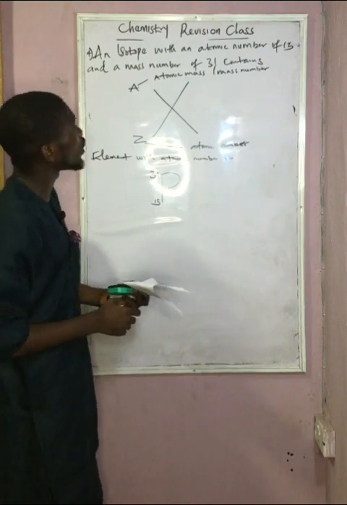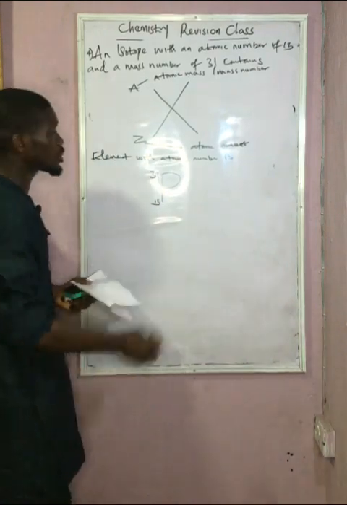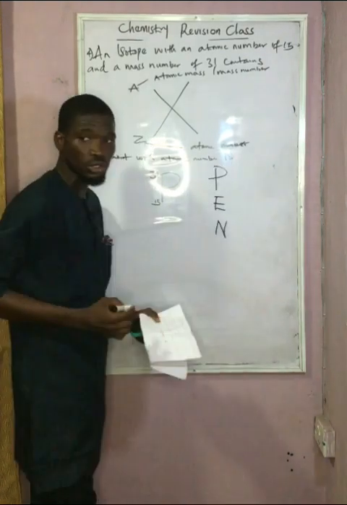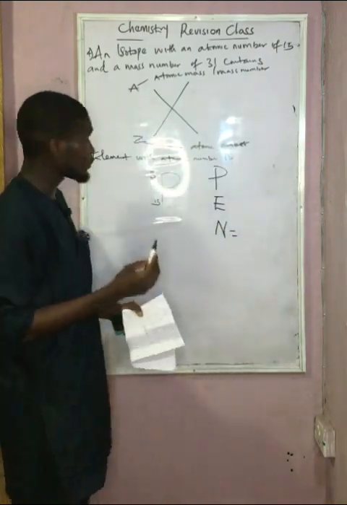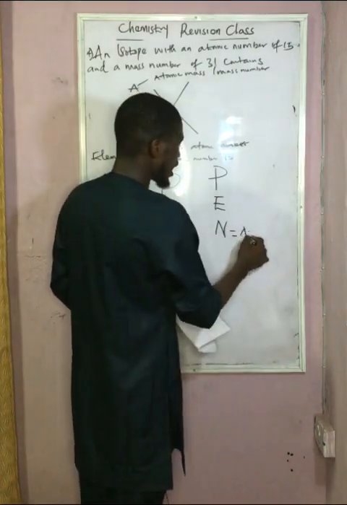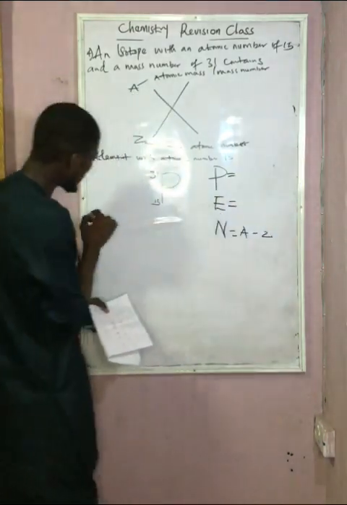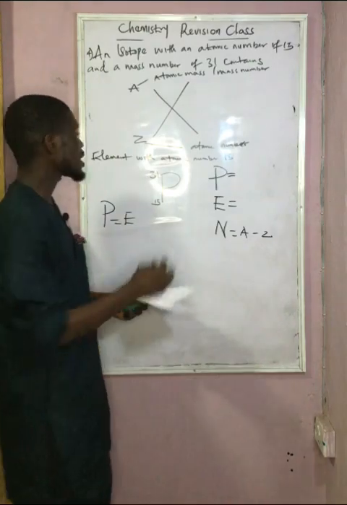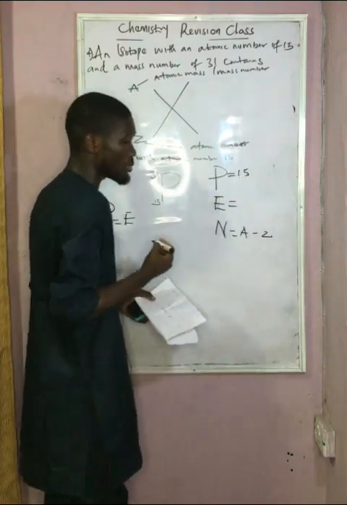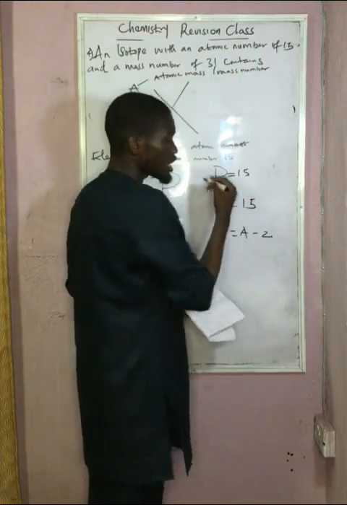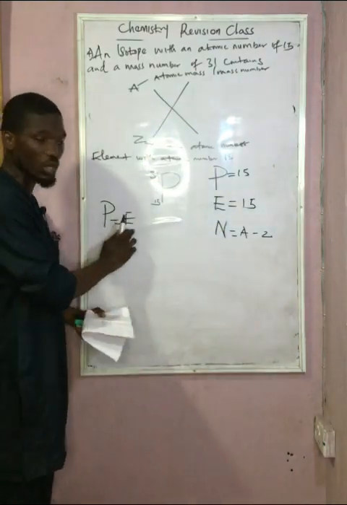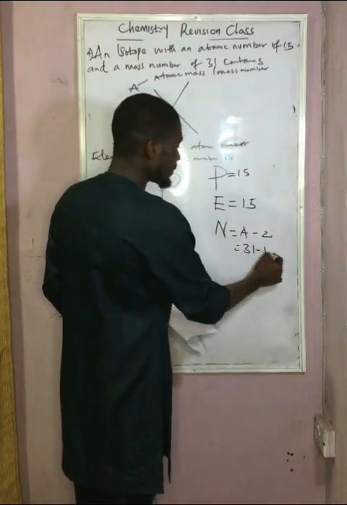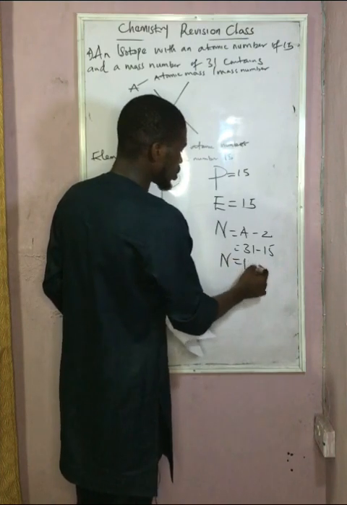So now we have to look for the proton, neutron and electron. The first one is this proton, this is electron, and here we have neutron. For every neutron, the formula is A minus Z, meaning that P, which is a proton, is equal to electron. So with that now, my proton is the same thing as atomic number. My electron is the same thing as atomic number, because I said P is equal to E. So for you to have your neutron, that will be 31 minus 15. So our neutron here is what, class? 16.